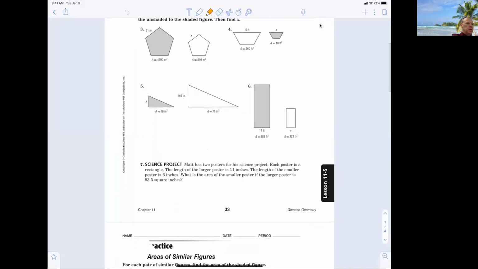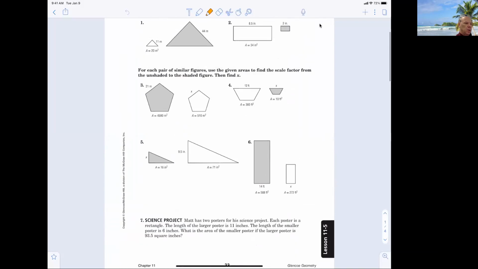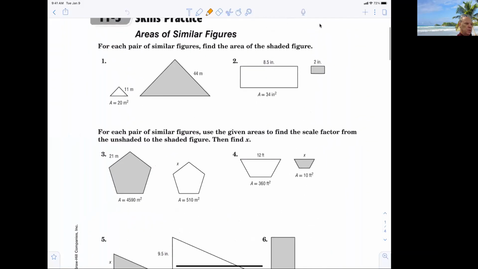All right, so here we go. Let's take a quick look at this. Areas of similar figures.